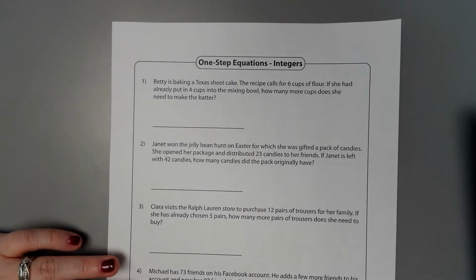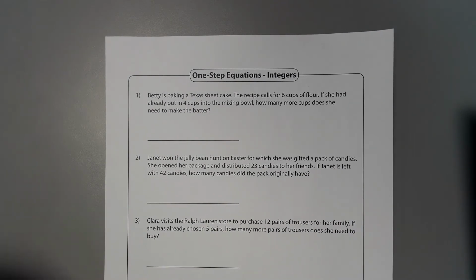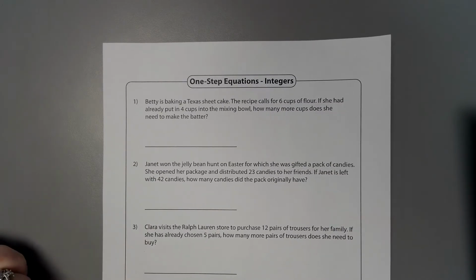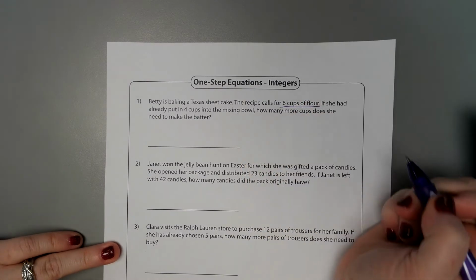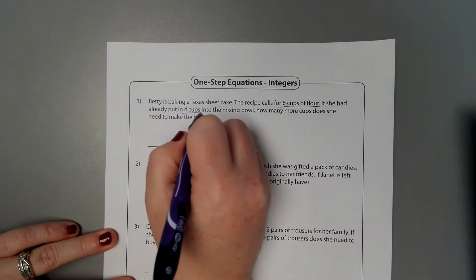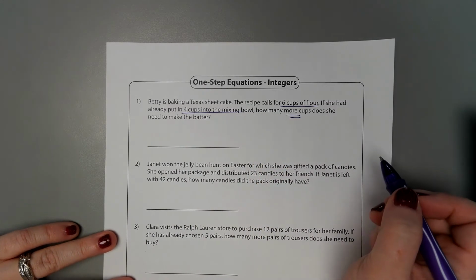Last page is our story problem page, where there are mixed problems. So I'm not sure what you'll get. Betty is baking a Texas sheet cake. The recipe calls for 6 cups of flour. If she already put 4 cups into the mixing bowl, how many more cups does she need?